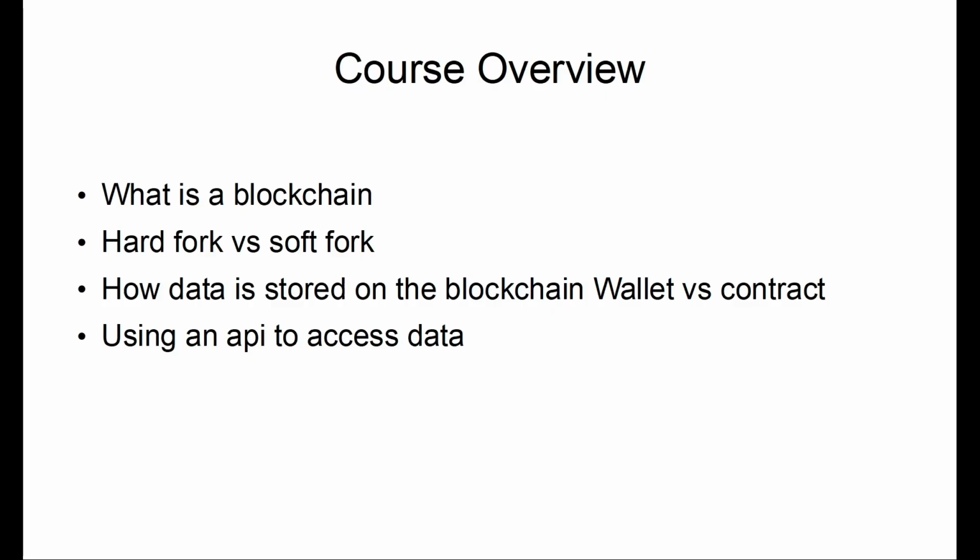In this first course, we're going to look at what is a blockchain, what is the difference between a hard fork and a soft fork, how data is stored on the blockchain in your wallet versus in a contract, and using an API to access data that is stored on the blockchain.